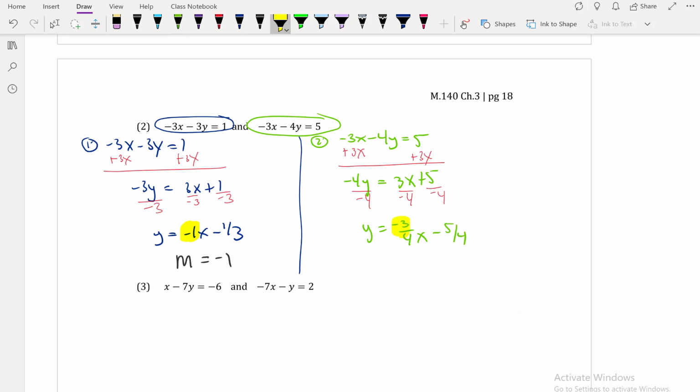So I'm looking now at this slope. This slope tells me it's -3/4. So let's compare, or see the relationship between these two slopes. Well, they're not exactly the same, and they're not perpendicular because it's not the opposite reciprocal. So not parallel, not perpendicular, so it must be neither.